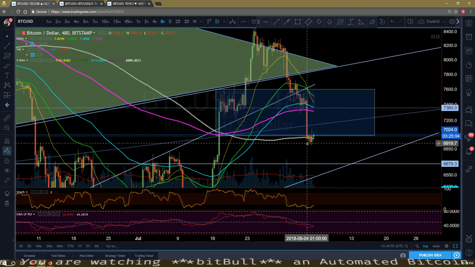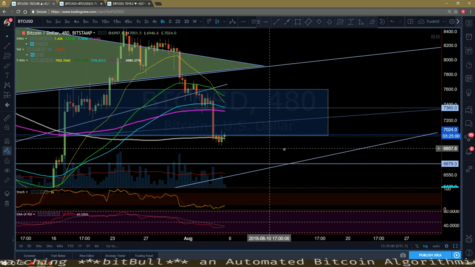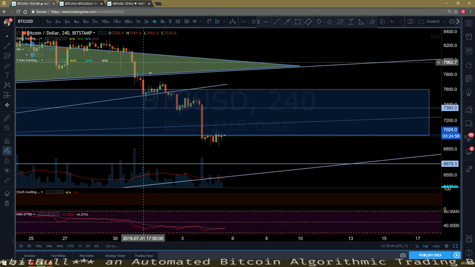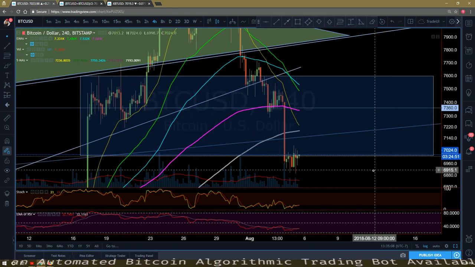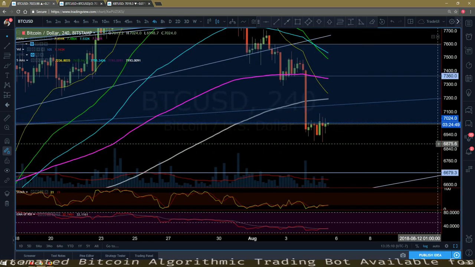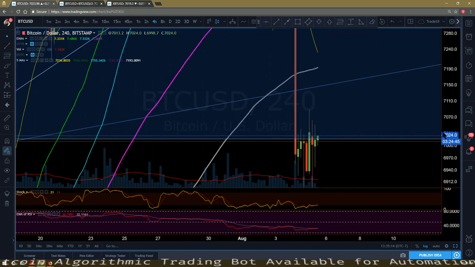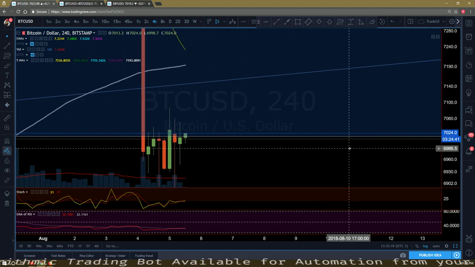This is the 8-hour. Have we closed the candle above here on the 8-hour? We got 4 hours before the next 8-hour candle closes. We just had a candle close on the 4-hour. Let's see what we did. Close above? Yeah, we did. No, we didn't.